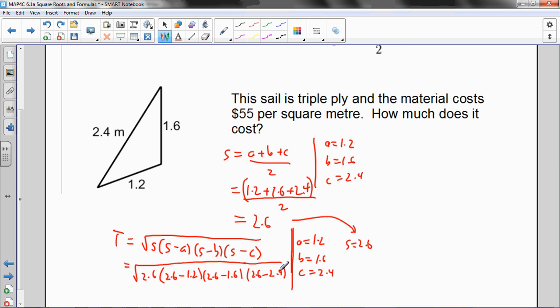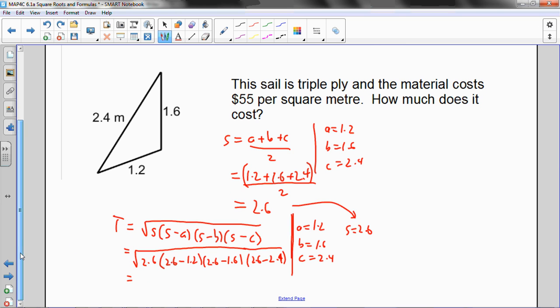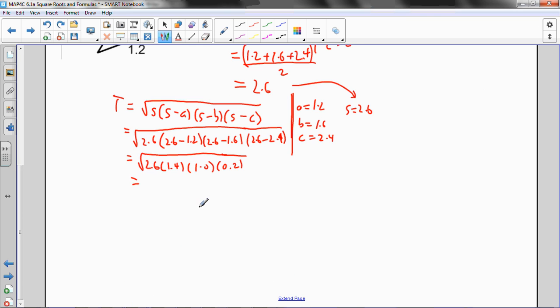You could put that all into your calculator in one step, and some people that have the root button can hit the root button and then use brackets and all that stuff, you might do that. I'm going to clean it up first. I make lots of mistakes on my calculator, so I'm going to clean this up before I start putting it in my calculator. I'm actually going to do some of these brackets because this is easy to do in my head. 2.6 subtract 1.2 is 1.4. That's 1.0. This is 0.2. And that expression's way easier to put into your calculator. That's just multiply, right? And then I put that into my calculator, square root at the end.